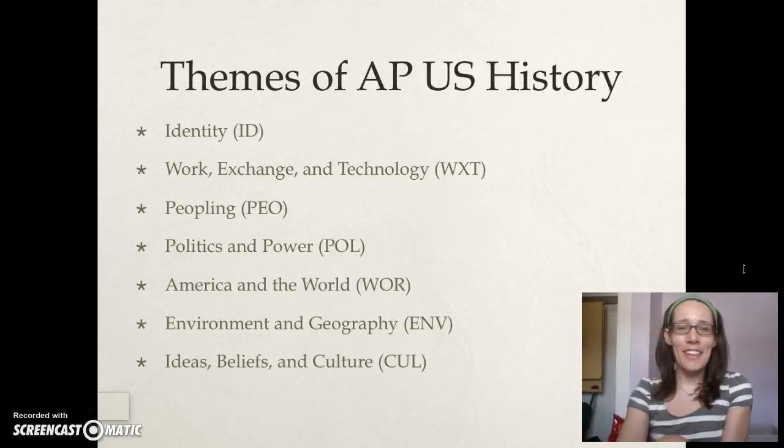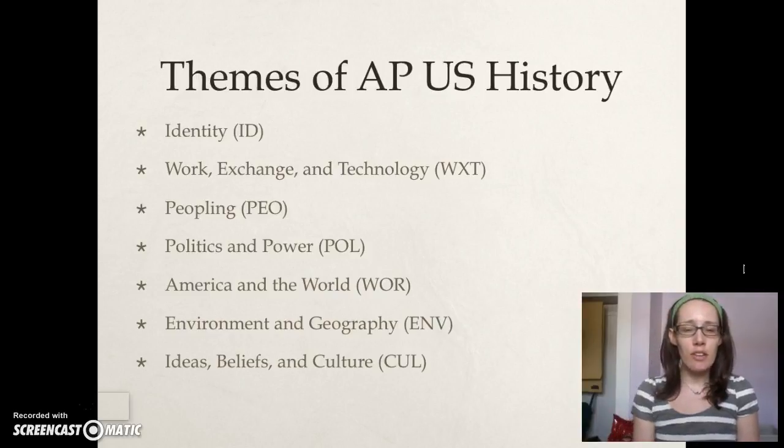So here are the themes of AP US history. This is the order in which the College Board presents them. I'm also going to show you another way to learn them through an acronym, which is probably easier. So these are the major themes of AP US history as the College Board has outlined them. Okay, so identity, work exchange technology, peopling, politics and power, America and the world, environment and geography, and ideas, beliefs, and culture. Notice that all of them have abbreviations.